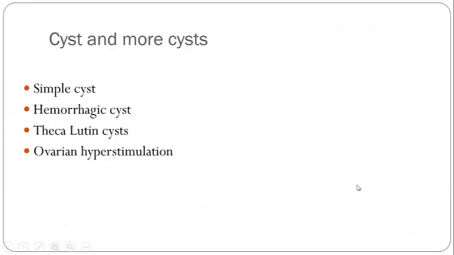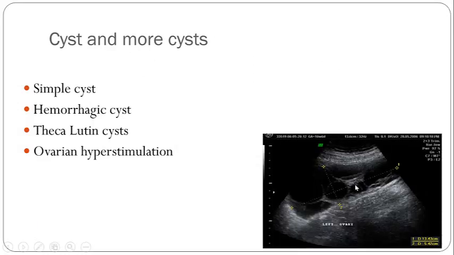Cysts and more cysts. In most cases, we find cysts with pregnancy. Either simple cyst, hemorrhagic cyst, theca-lutein cyst, or ovarian hyperstimulation. So this is a case with a large bilateral, the other ovary was the same, bilateral multilocular or multicystic ovary. We can say that this is a large multicystic ovary, it reaches up to 13 centimeters in length.